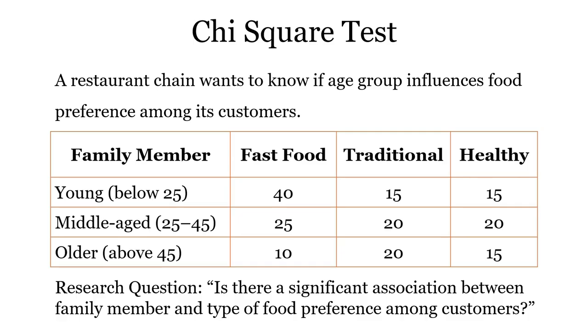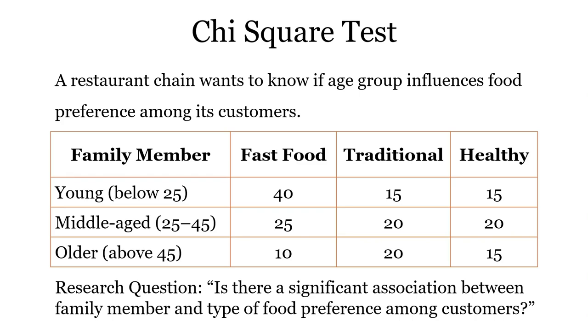Let us discuss and understand how categorical data is analyzed using the chi-square test. Suppose a situation is given like here: a restaurant chain wants to know if the type of family members of customers influences the food preferences or not. And hence, the research question will be: is there a significant association between family members and type of food preferences among the customers?